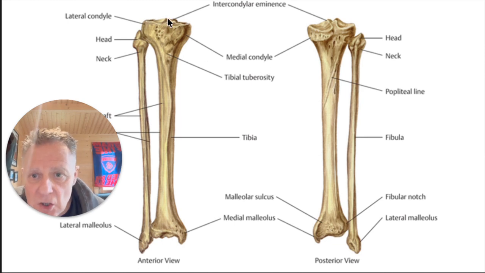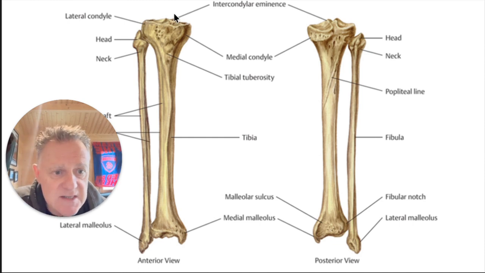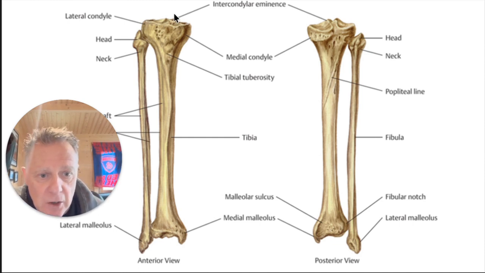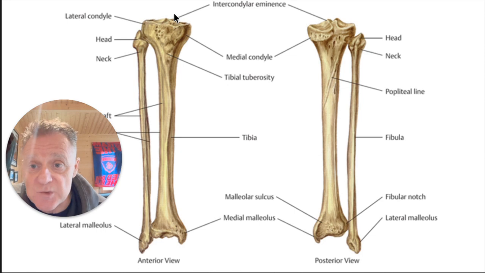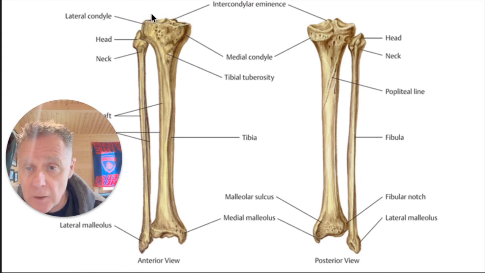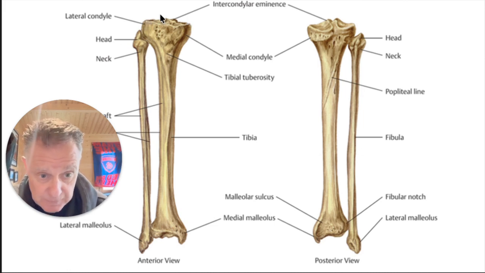The intercondylar eminence is the raised ridge between the condyles. It provides the attachment for the cruciate ligaments, and we're going to talk about the cruciates as we move our way through, and also the meniscus, remembering that the knee joint is a synovial joint, but there is also a fibrocartilaginous disc that sits in between the femur and the tibia.